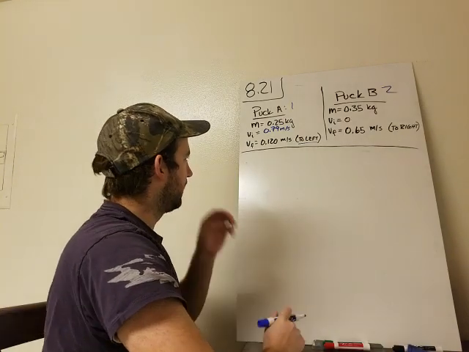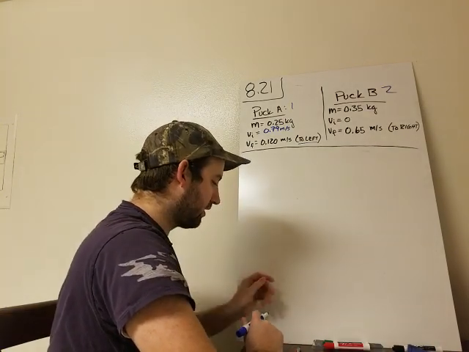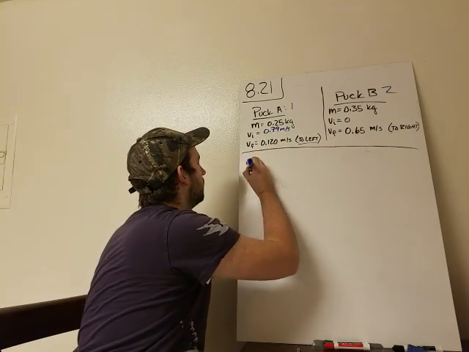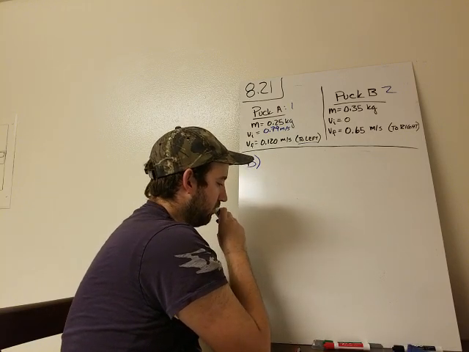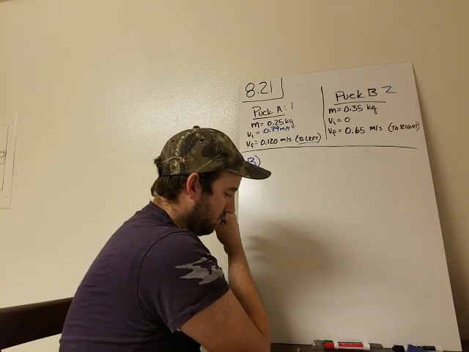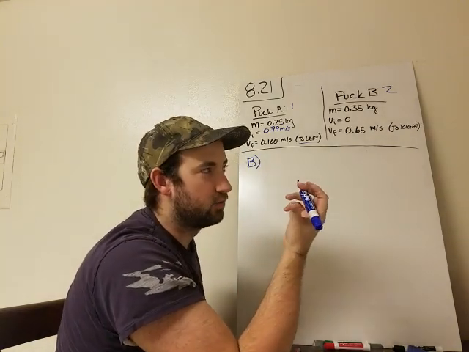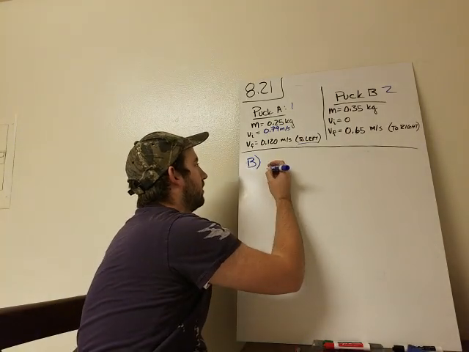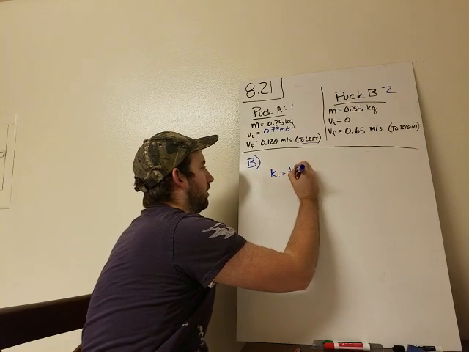So now that we've figured that out, part B wants to know the change in total kinetic energy of the system that occurs during the collision. To do that, we basically do the same thing that we did in part A, but instead of momentum, we use kinetic energy.